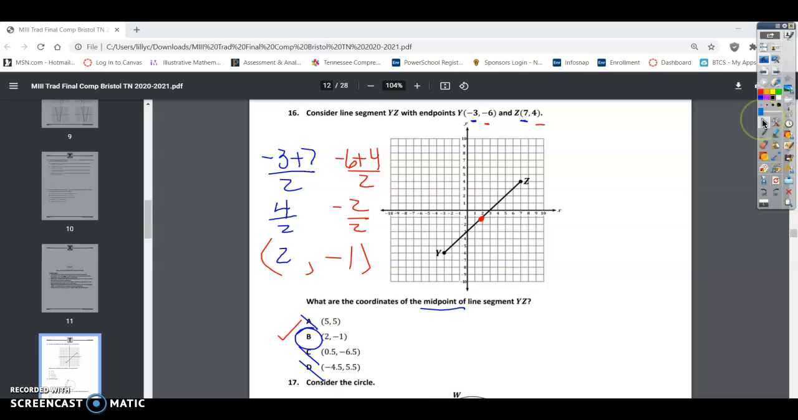So you can visually get close, probably eliminate several choices, by just knowing what midpoint means and knowing that it's going to be in the center. But the midpoint formula also: take the x's, divide by 2, take the y's, divide by 2, and you can quickly find the midpoint. All right, question 16, the answer is B.